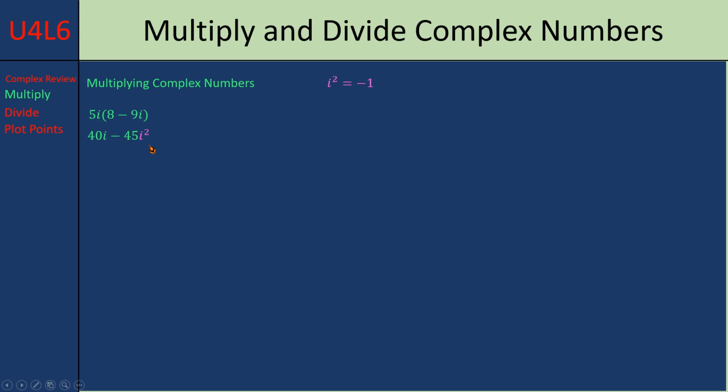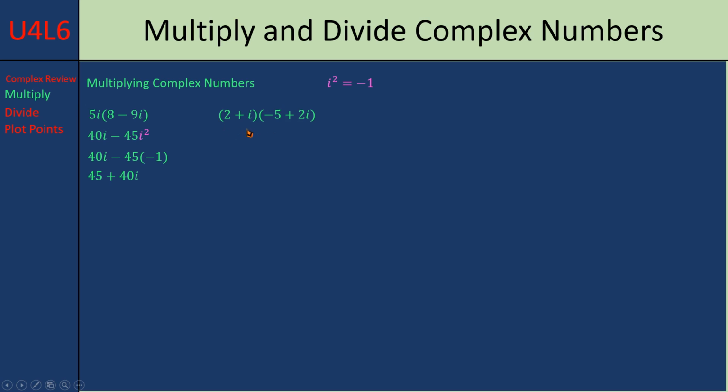i times i is i squared. Now i squared, remember, is -1. So I have -1 there. And so that's actually -45 times -1. It changes the sign of this 45. So I get positive 45 plus 40i. And I move the number in front. Real part goes in front. Imaginary part goes in the back.